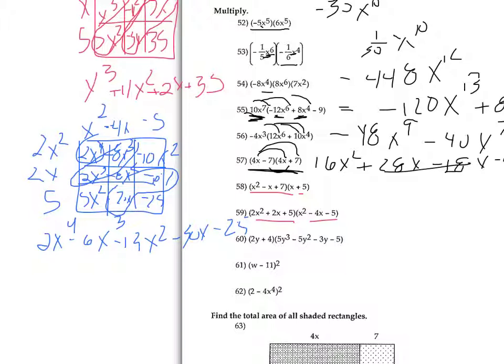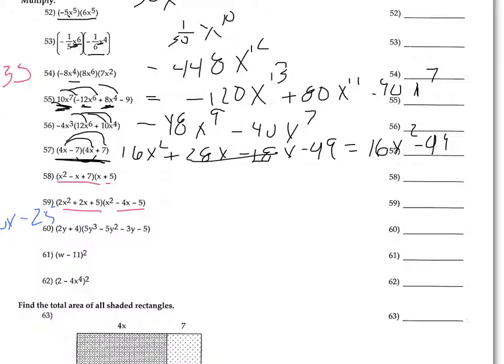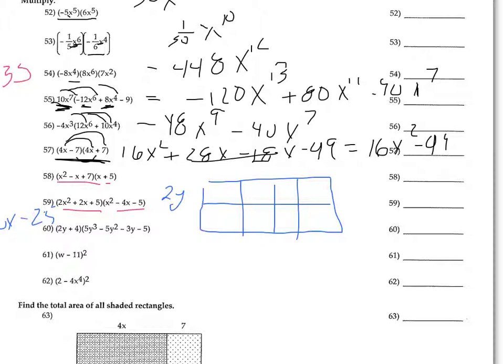Now, this next one, we just have a binomial times something with 4 terms. I guess I'll pull this over here and see if we can do it in a box over here, and then round out the next couple. So here, binomial times something that's 4 terms. Okay, so we have 2y and 4. We have 5y cubed, negative 5y squared, negative 3y, and negative 5.